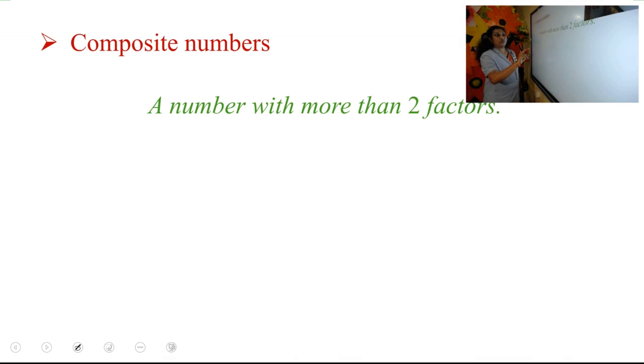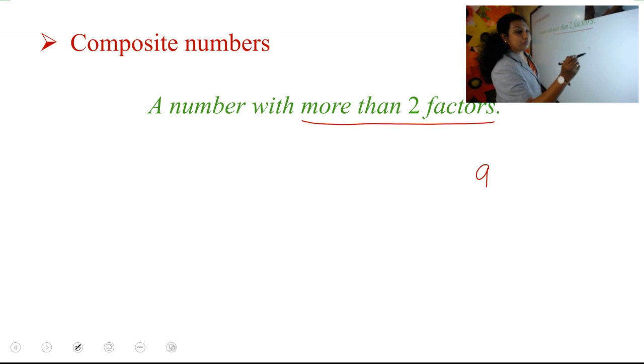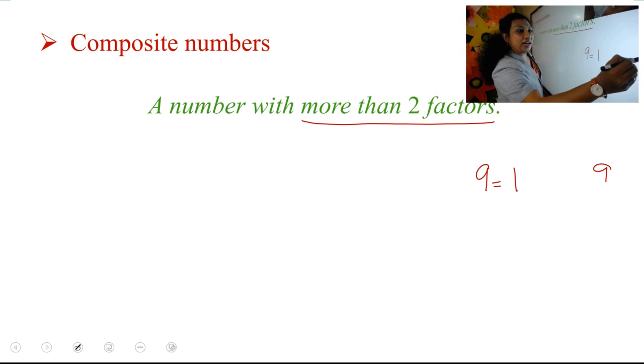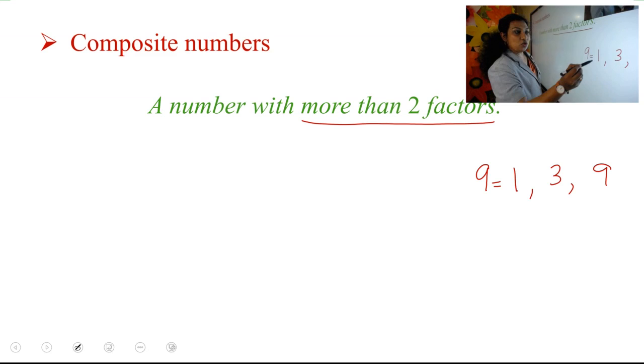Here, a number with more than 2 factors. The other one, prime numbers, they have only 2 factors. Here it is more than 2 factors. If we consider an example of 9, what are the factors? 1 into 9 is 9. 3 into 3 is 9. So, more than 2 factors.